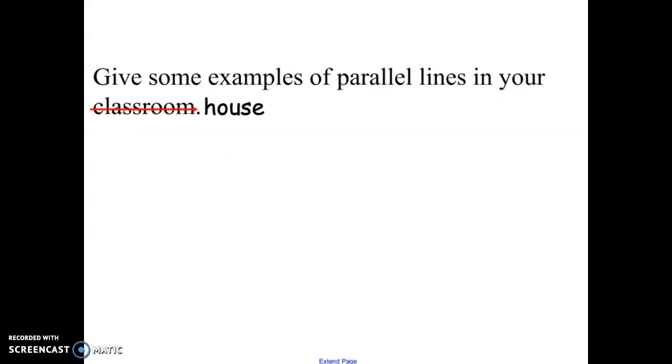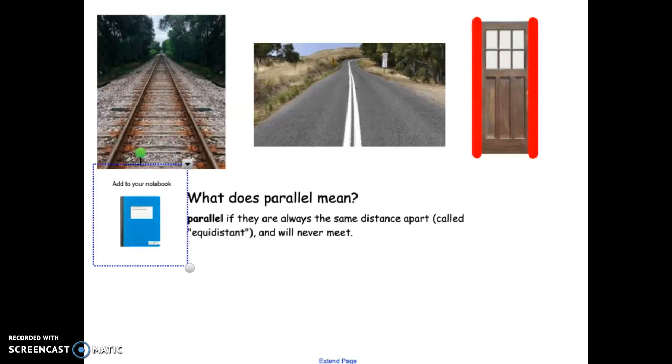So let's start with parallel lines. I crossed that out just to be funny because my thing said in the classroom. So if you could try to find some examples of parallel lines around your house, and let me give you my example first. So when I think of parallel lines, I think of railroad tracks. I think of the lines down the center of the road, or the edges of the door, top, bottom, or left to right. So where the red lines are, that's the parallel lines that I see.